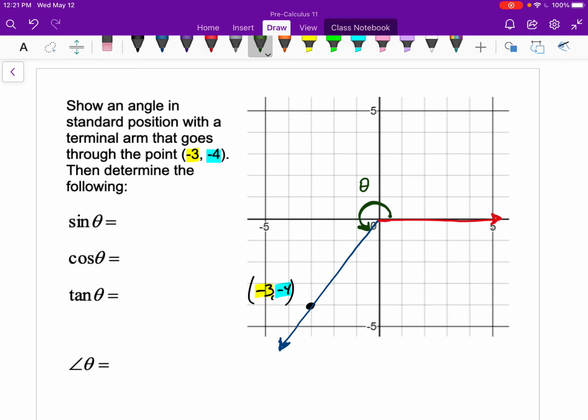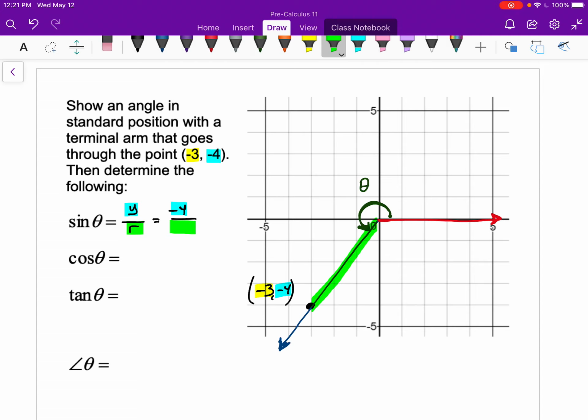That's it. Even though I don't know exactly what theta is, I don't know exactly how the angle got from the beginning to the end, I can still find the sine of theta, because the sine of theta we saw is the same as y over r, or in this case, -4 over r. But what's r? Well, r is the distance from here to here.